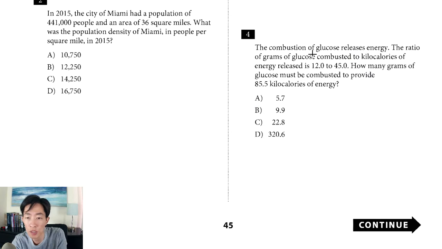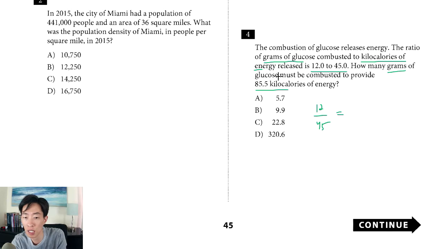Question 4, the combustion of glucose releases energy. The ratio of grams of glucose combusted to kilocalories of energy released is 12 to 45. How many grams of glucose must be combusted to provide 85.5 kilocalories of energy? So this is number 4, and it's pretty easy. The one thing that's nice about this is that the original ratio, 12 to 45, is in grams to kilocalories, and what they want is also grams to kilocalories, which basically means we don't have to do any unit conversions.